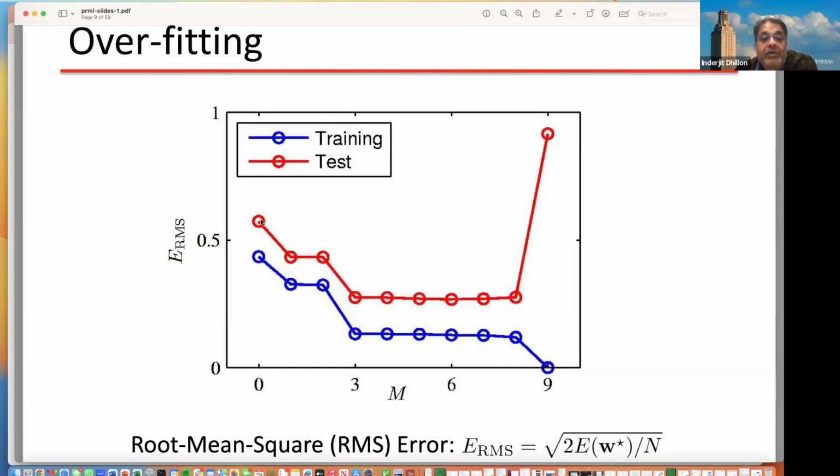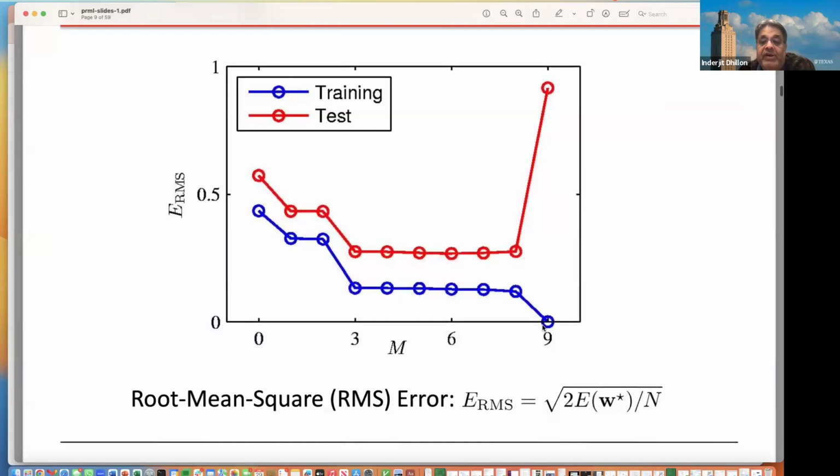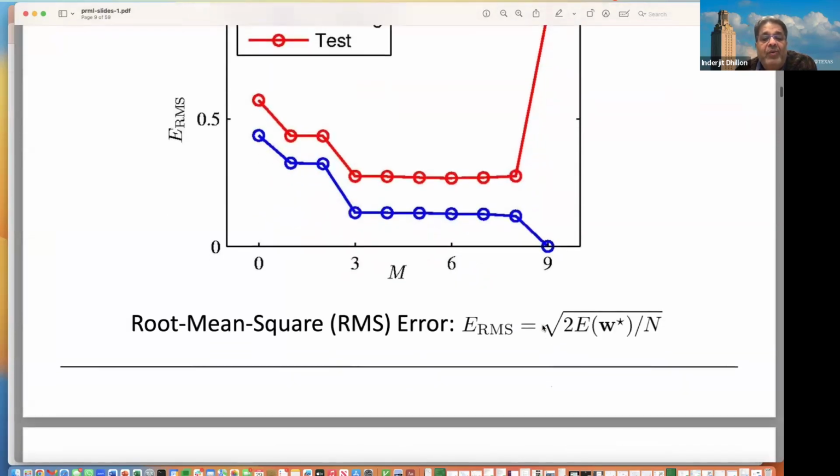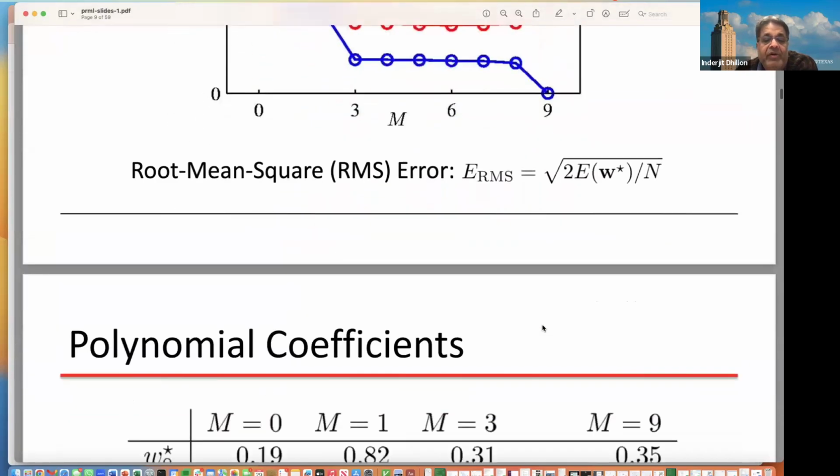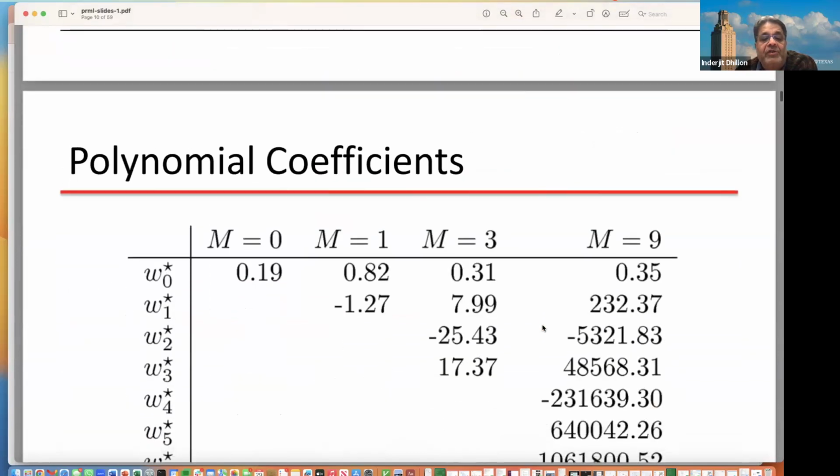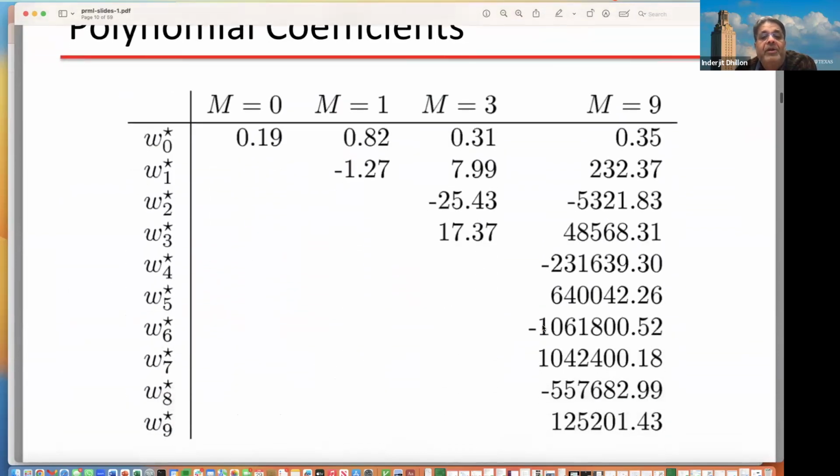But the test error, which is on a new point, when I try to predict on it, kind of declines, but then it shoots up. And that's this phenomenon called overfitting. That means you've overfit too much to the training data. Your predictions will not be good for a new point or the test data. And why is it happening over here? If you look at the polynomial coefficients, you'll see what might be happening.